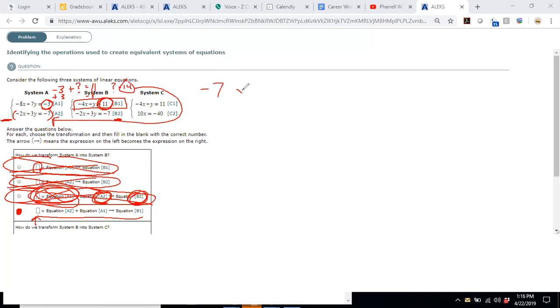And how do I do that? Again, I can divide by negative 7 if it's not clear from what we see. The answer would be negative 2. So that is what I end up multiplying by.